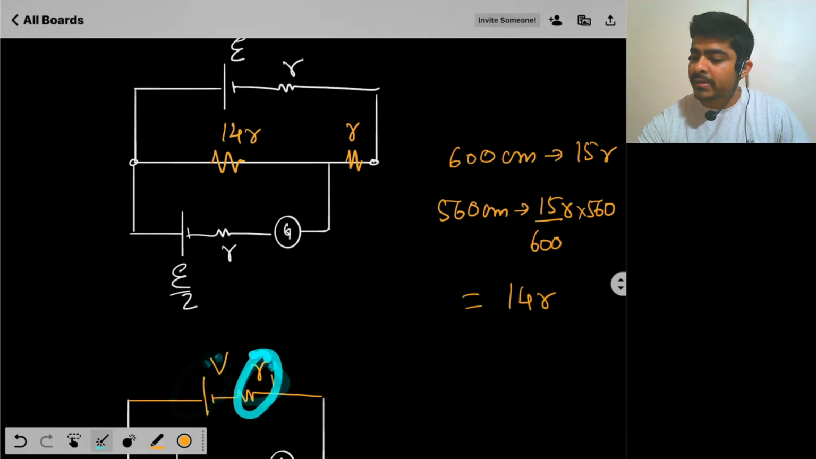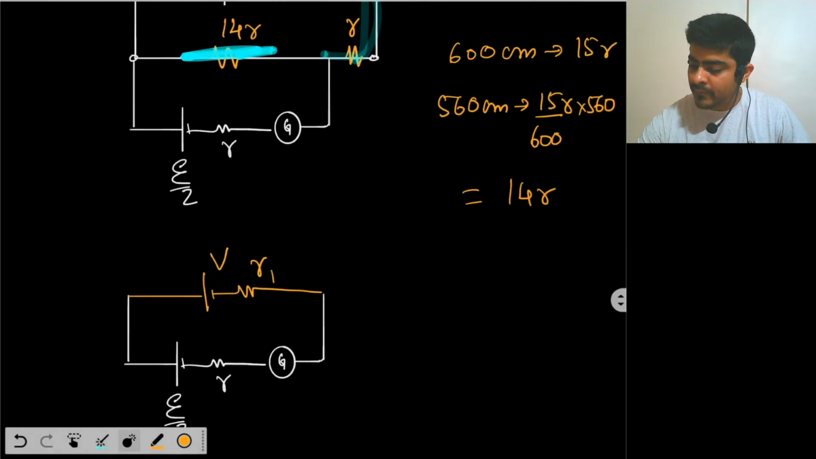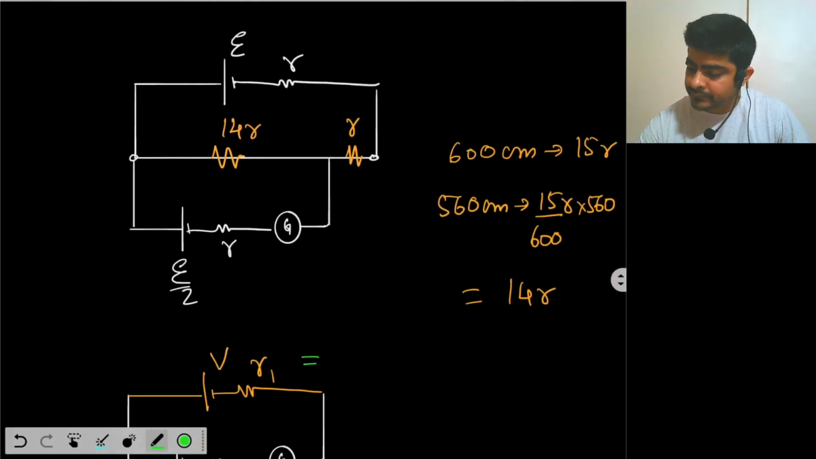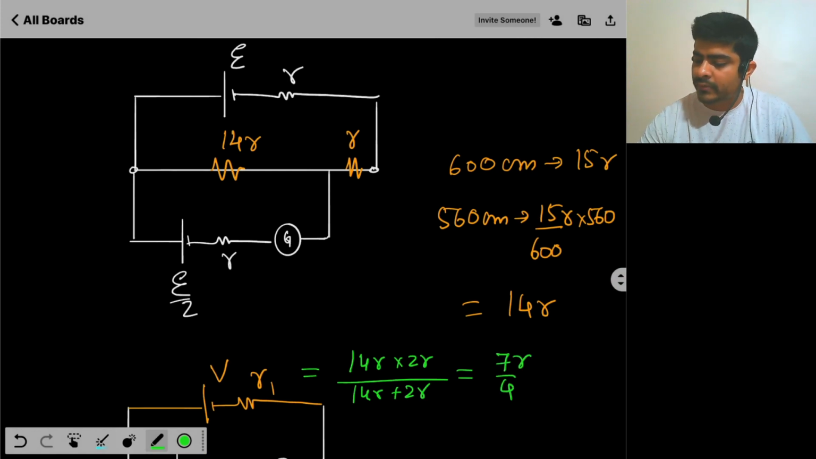R1 is simple. Here I have R and R in series, so I get resistance 2R. And this is 14R. They are in parallel. So R1 will be 14R into 2R divided by (14R plus 2R). So we get this to be equal to 7R by 4. That is R1.